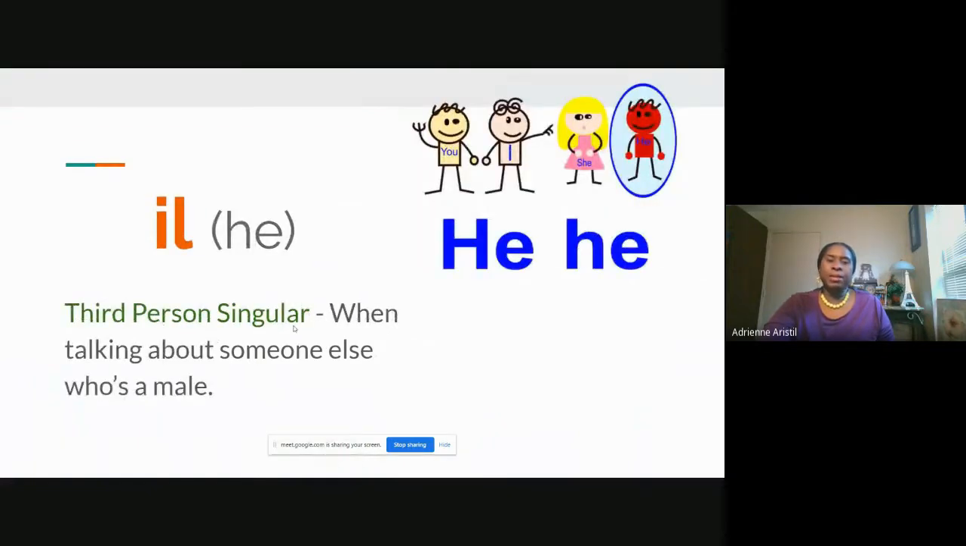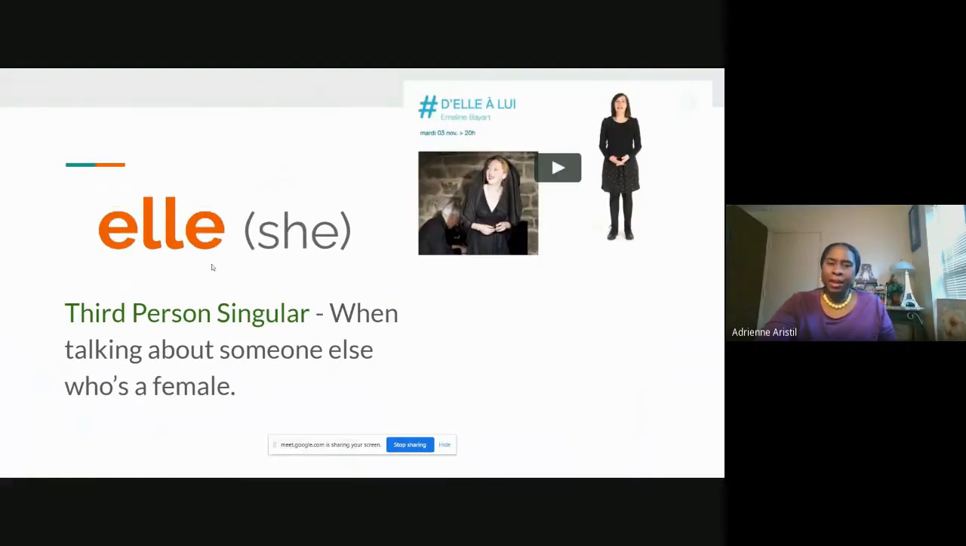The third person singular subject pronoun in French is il. That means he. This is the third person. You use il when talking about someone else who's a male. And you're going to use elle, still third person singular, when talking about someone else who's a female.